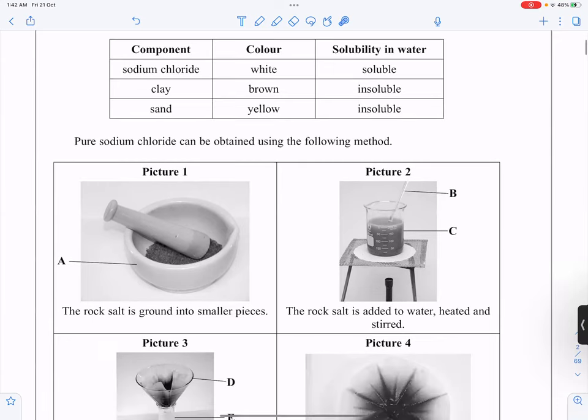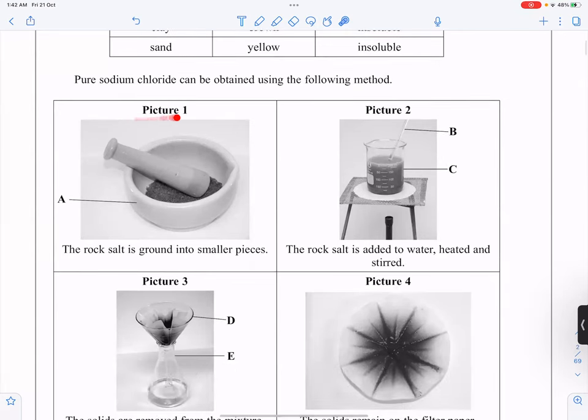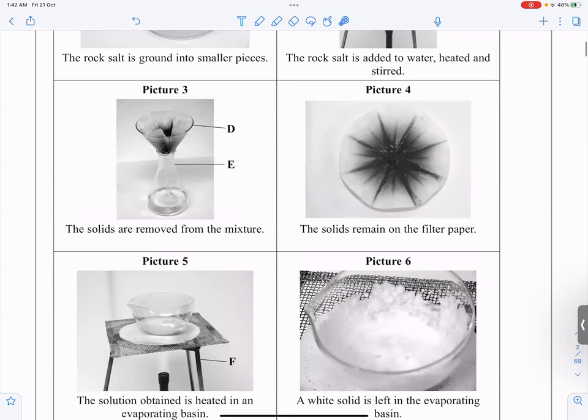Pure sodium chloride can be obtained using the following method. Step one: the rock salt is ground into smaller pieces, using a pestle and mortar. Step two: rock salt is added to water, heated and stirred, using a beaker and a glass rod. Step three: solids are removed from the mixture, using a conical flask and a filter funnel.